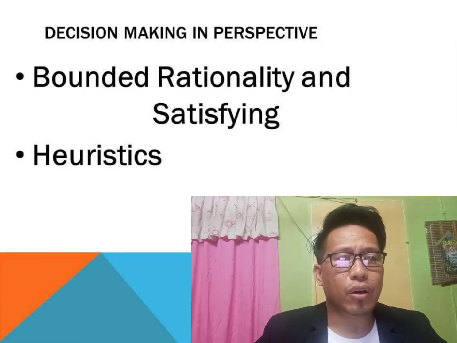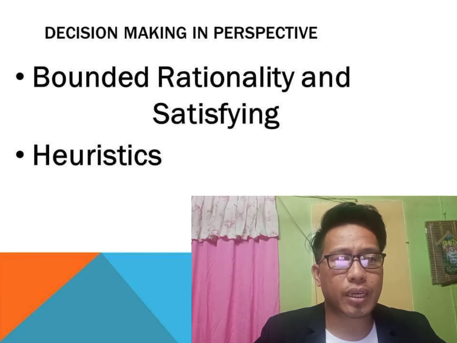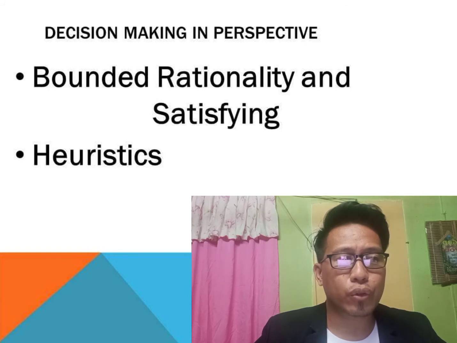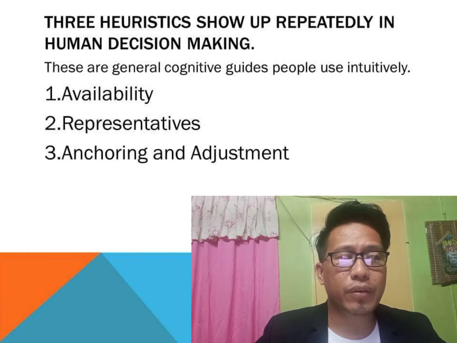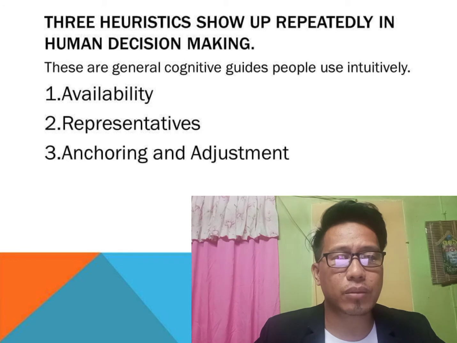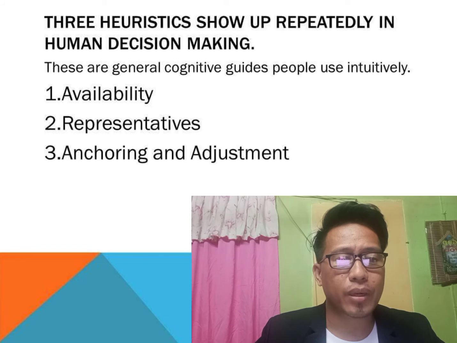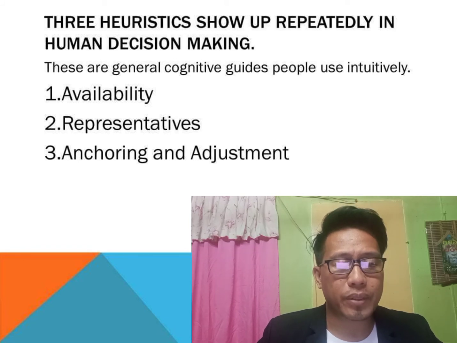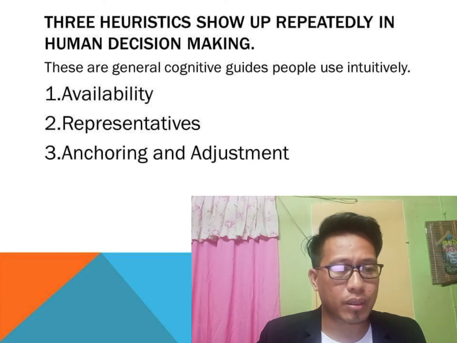In heuristics, ideas on bounded rationality have demonstrated that people rely on heuristic principles or rules of thumb to simplify decision making. We have an example. A loan officer may screen mortgage applicants by assuming people can afford to spend no more than 35% of their income on housing. We have three heuristics that show up repeatedly in human decision making. These are the general cognitive guides people use intuitively. We have availability, representativeness, anchoring and adjustment.